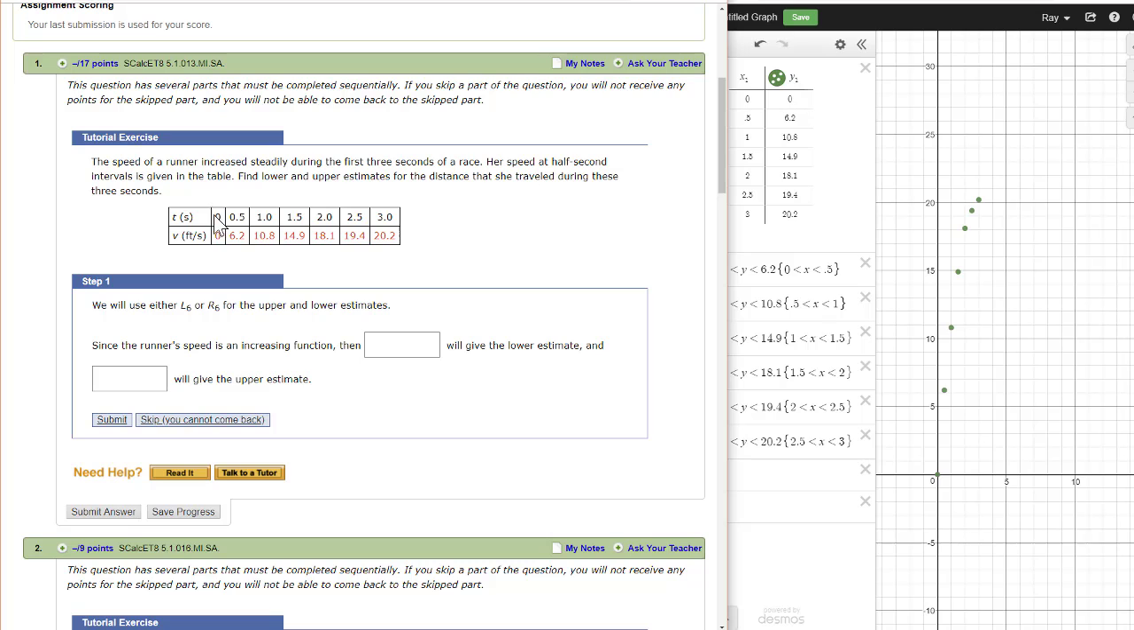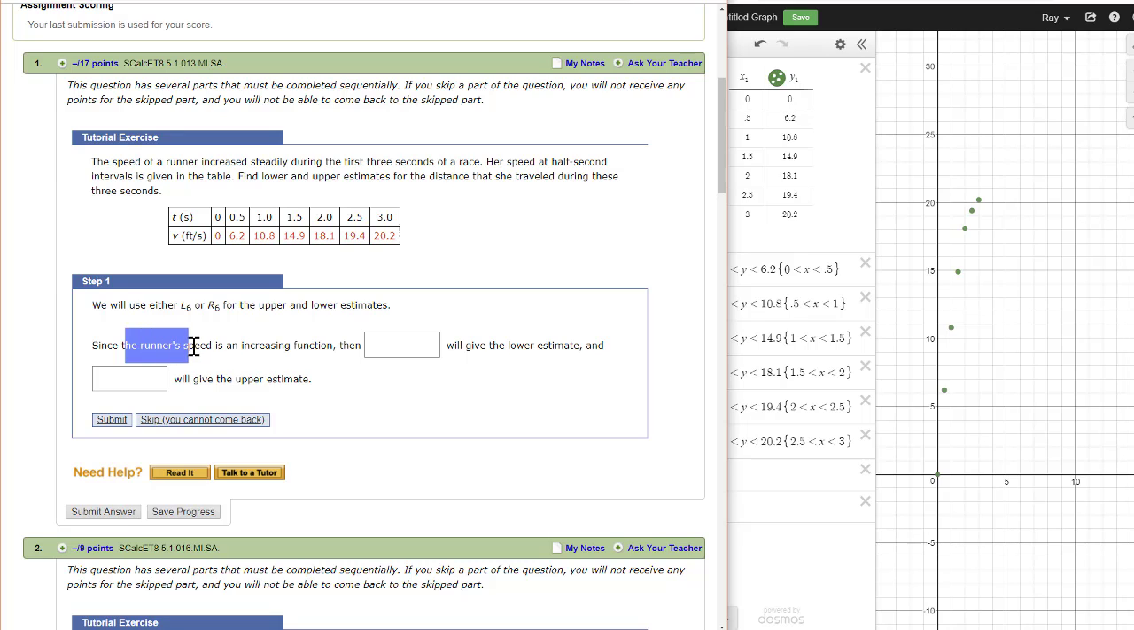So here we have the t value in seconds, that's the time in seconds, 0, 1, 2, 3, and half second intervals. And then this is the speed that they marked. So they want us to use either L6 or R6. L is the left-hand endpoint approximation and R is the right-hand endpoint approximation for lower and upper estimates.